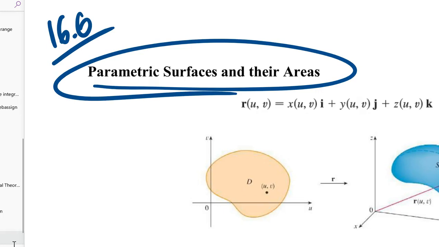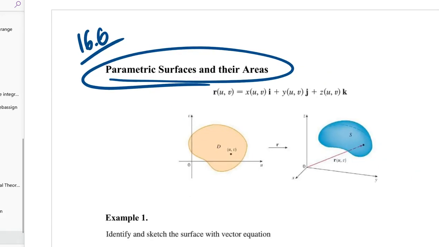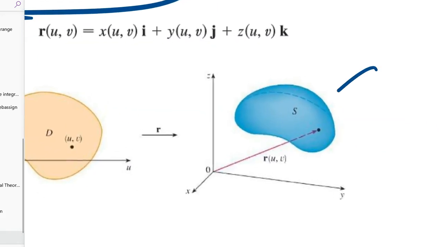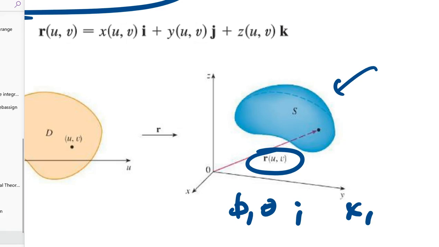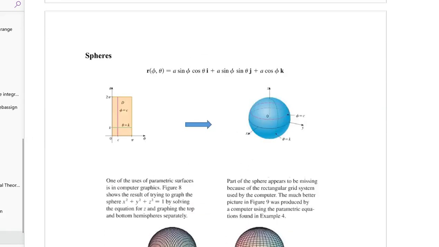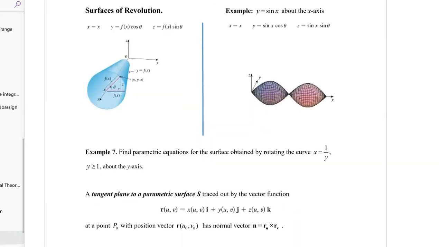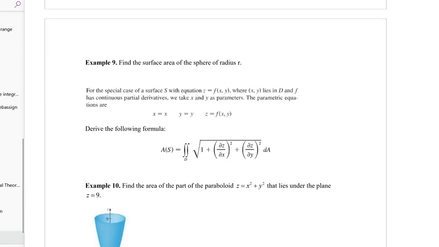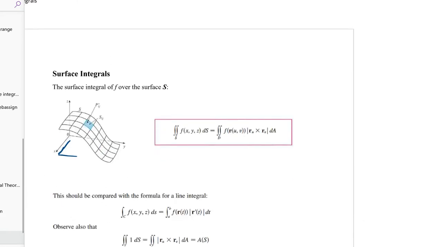So what I want to do is look at parametric surfaces and then the areas of them. Basically what we're doing is we're taking a surface and we're parametrizing it using two variables, sometimes u and v, sometimes phi and theta, sometimes x and y. It will really just depend on the application, because what we want to do eventually is to do integration on surfaces.